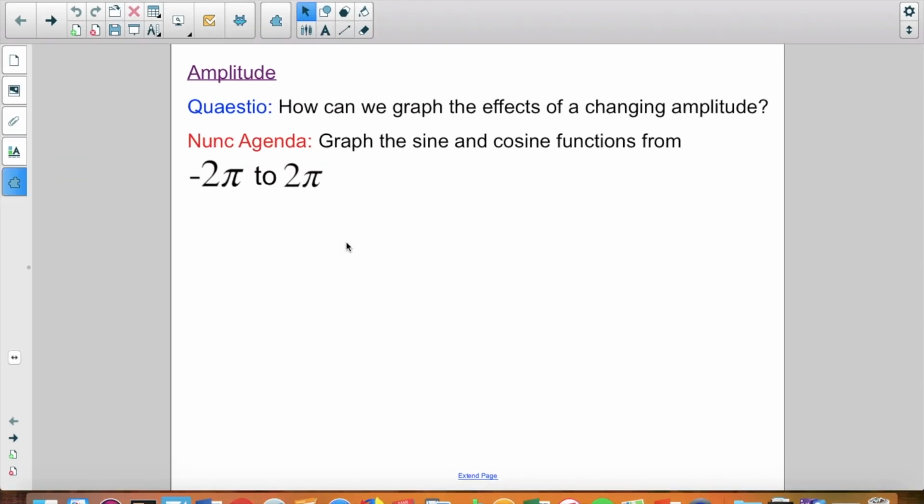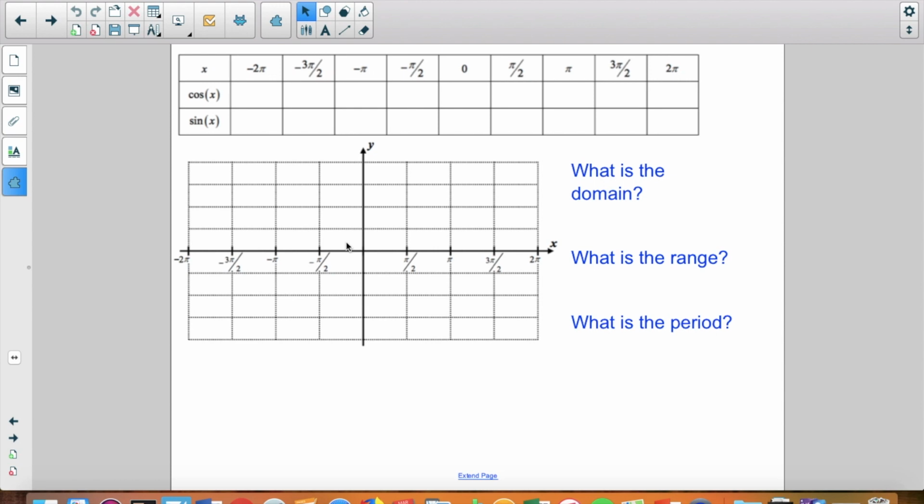Welcome back. We're still continuing on trig graphs today, and today we are going to be looking more into the amplitude. But to start, we're going to graph the sine and cosine functions. It's going to be on the next slide. Now, I'm going to graph this without the use of the chart. We can do that as long as we really know the shapes of both graphs.